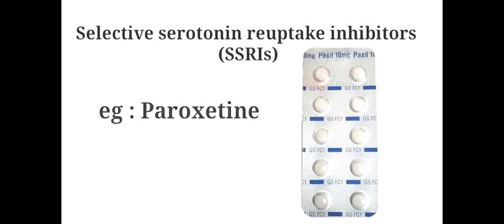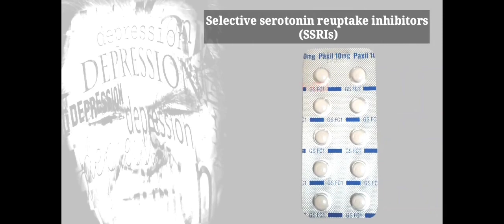Selective serotonin reuptake inhibitors belong to which category of psychotropic drugs? A. Antipsychotics, B. Mood stabilizers, C. Antidepressants, D. Hypnotics. And the answer is C. Antidepressants. Selective serotonin reuptake inhibitors are a class of drugs that are typically used as antidepressants. They are used in the treatment of major depressive disorder and anxiety disorders.